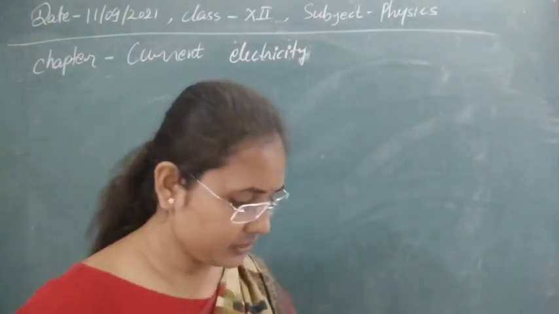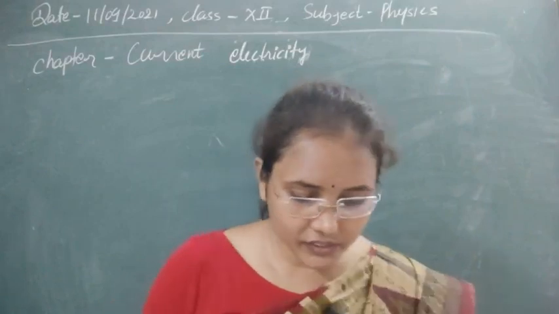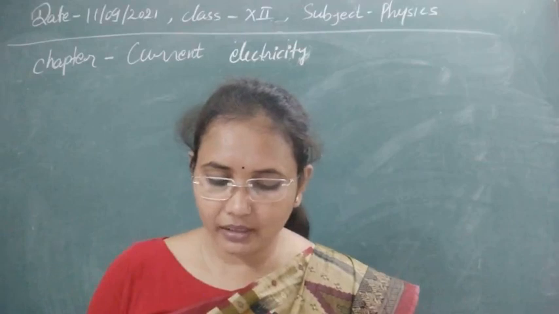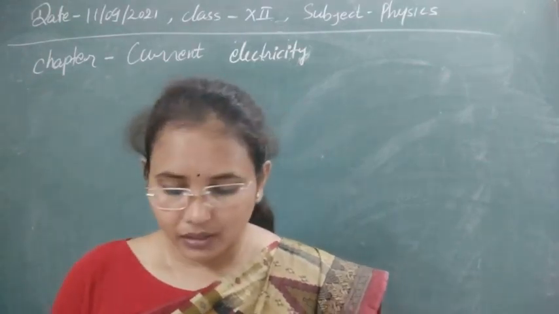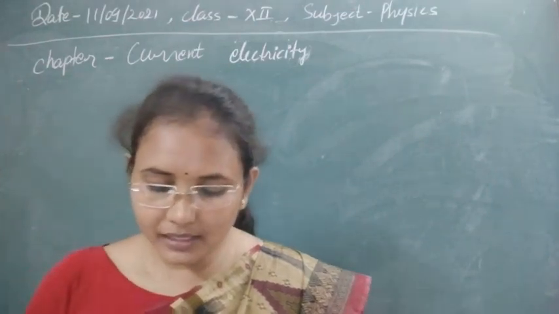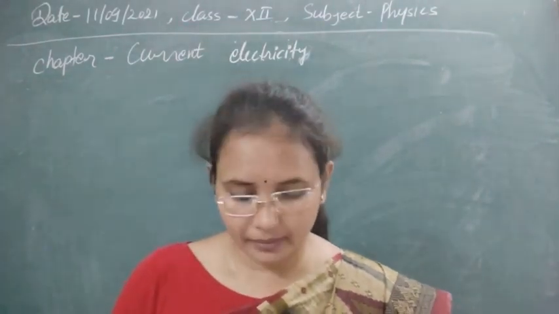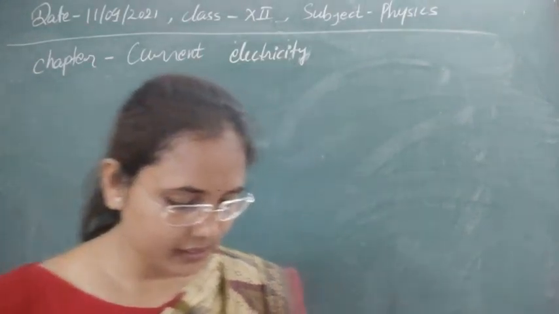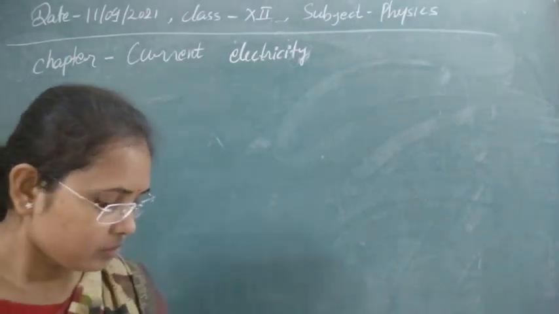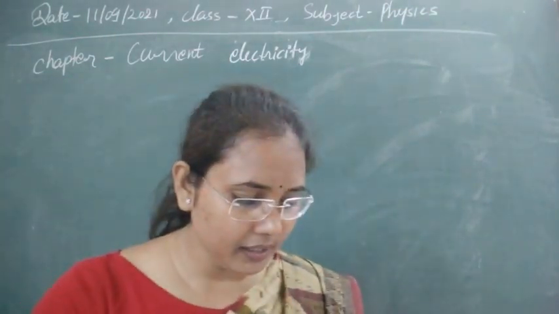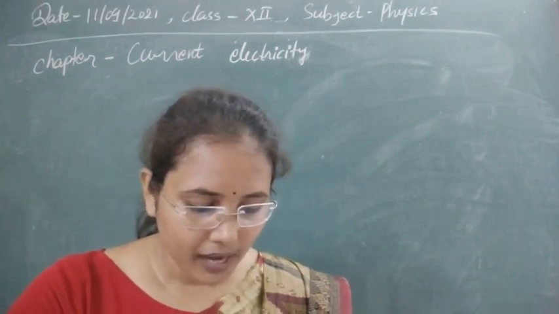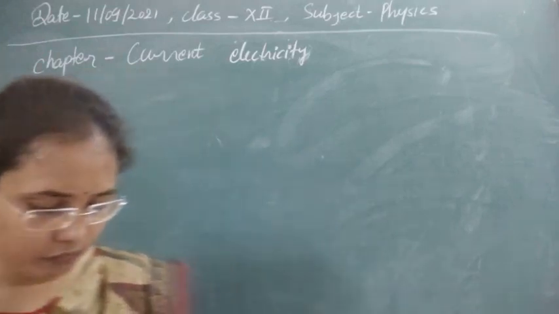Now let's see the next question. The next question is: a potentiometer consists of a wire of length 4 meter and resistance 10 ohm. It is connected to a cell of EMF 2 volt. Then the potential difference per unit length of the wire will be. So here in this question, let's see first of all what is given to us. EMF is given, 2 volt, resistance is given, 10 ohm, and the length of the wire is given, 4 meter.